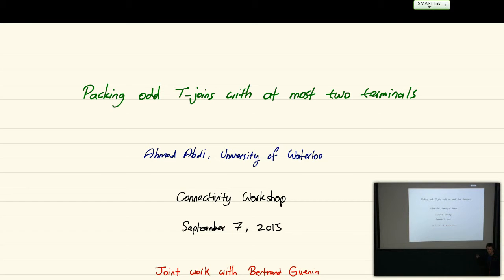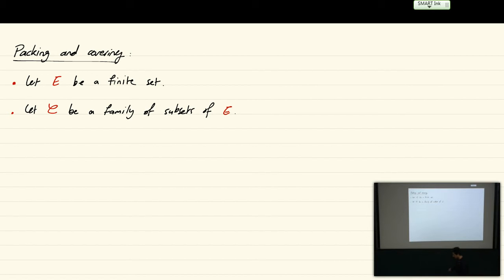So what I'm going to talk about is packing odd T-joints with at most 2 terminals. So let's get started. Let me just talk about the theme of the problem I'm working on. So let's say, the theme falls under packing and covering problems. So what are those problems?